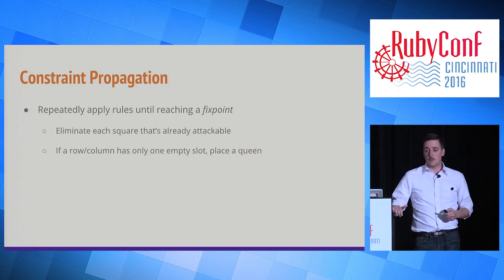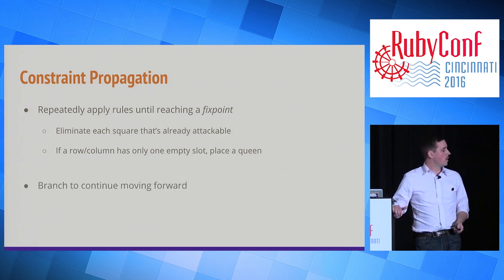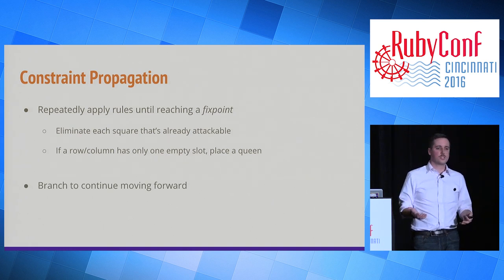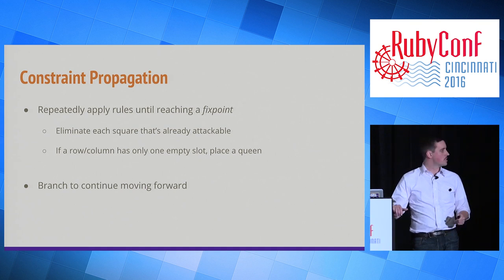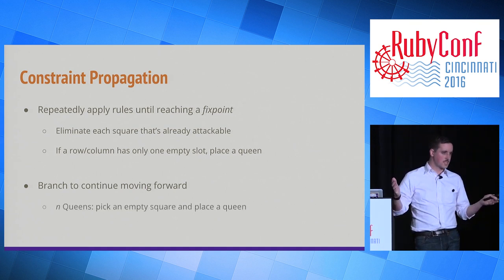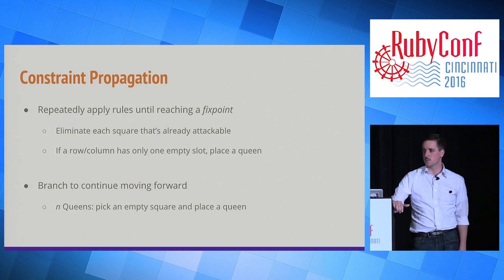The other approach then that comes into this is branching. When we've reached a point where we can't do anything else just based on the rules, we can branch off and do a more brute force approach. So at that point, we would pick an empty square and put a queen on it and keep going, seeing if we get to a solution or not.